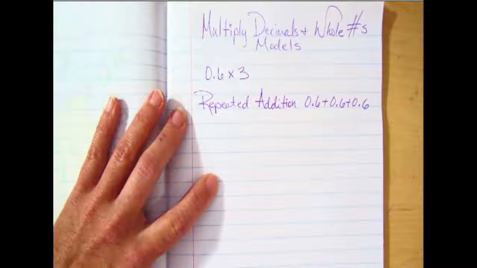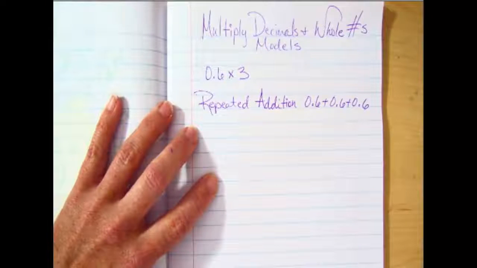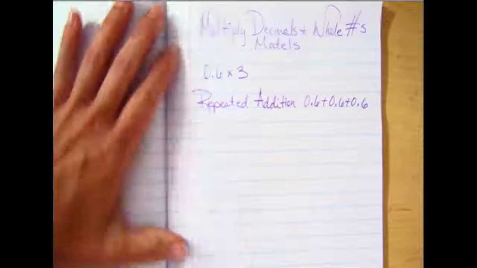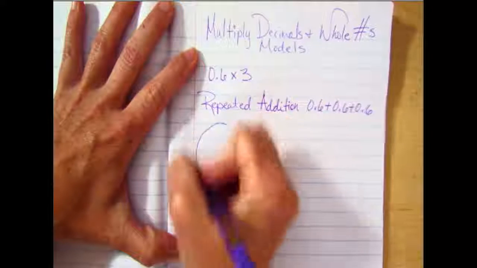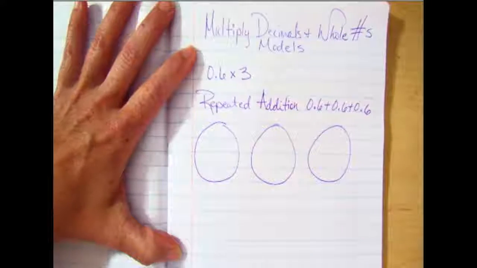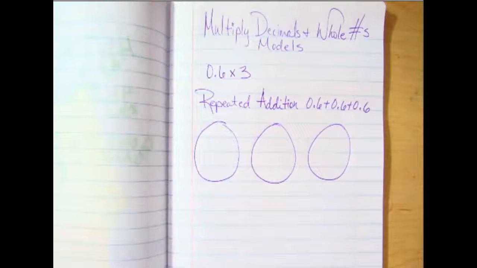You just drop the 0 and do 6 times. That's not what we're doing today. We're not going to drop the 0 because your place value will get messed up. What if I drew 3 circles? Could I put 6/10 in each circle?